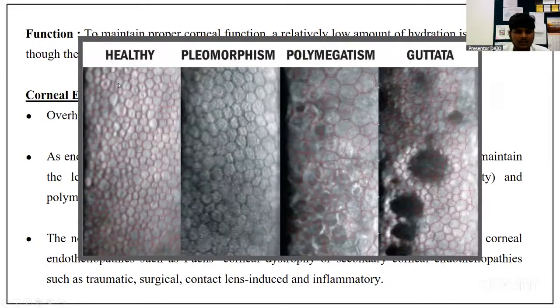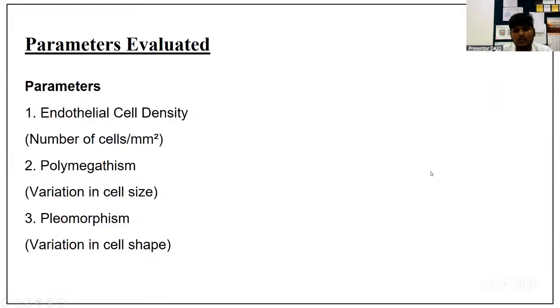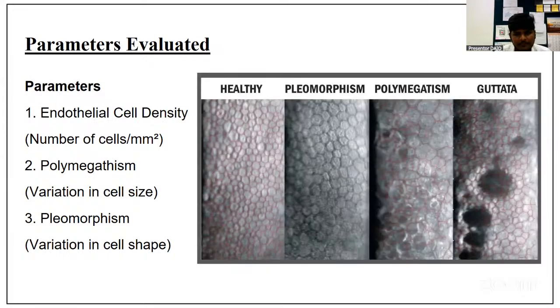So in this image, it is a healthy corneal endothelium. When the condition is pleomorphism, it looks like this. And in polymegatism, there is a variability in cell size. So what are the parameters evaluated? Endothelial cell density, polymegatism, variation in cell size, and pleomorphism, variation in cell shape.